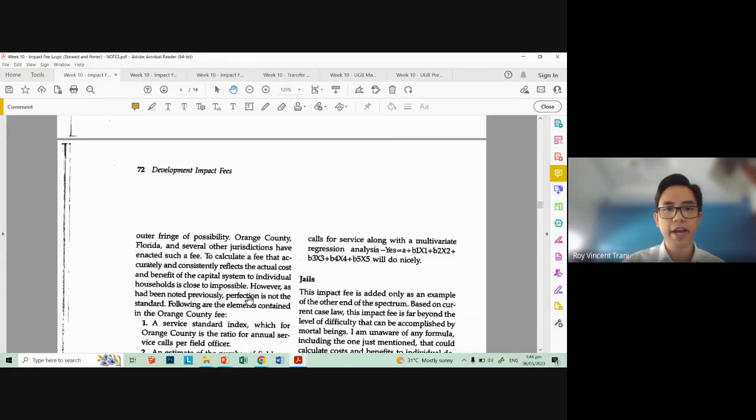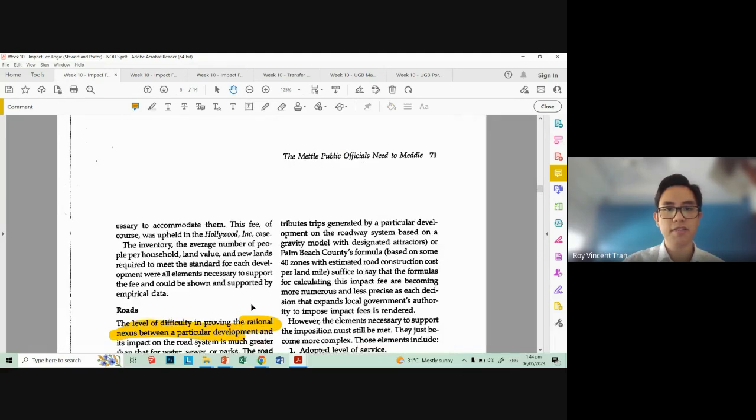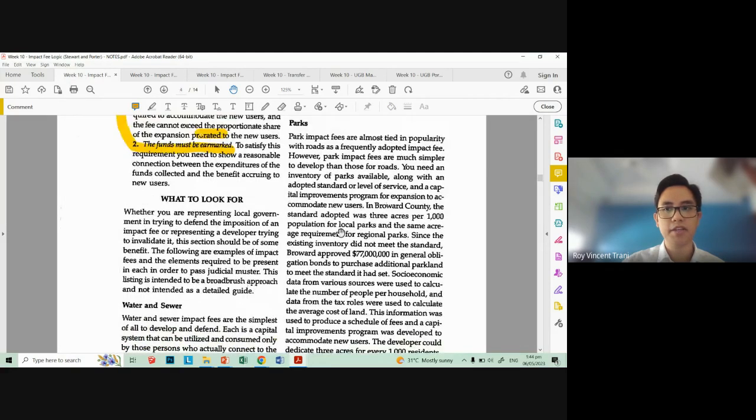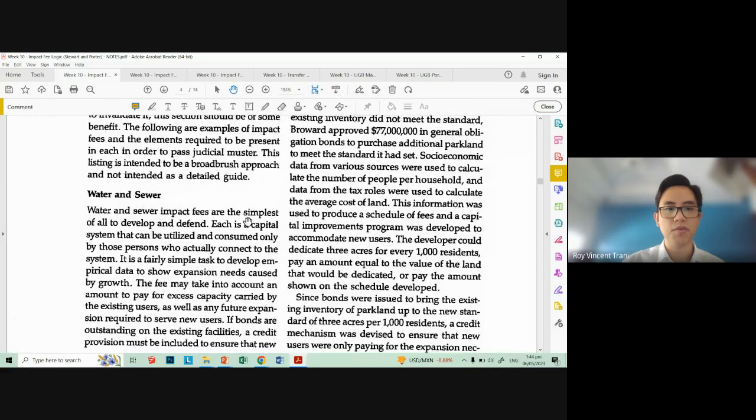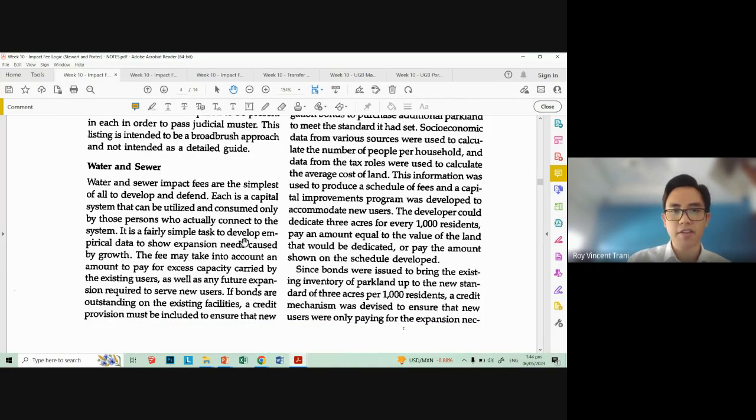So let's just go back here to reference 1 by Stewart. So what are sewer and water impact fees? These impact fees are the simplest to develop and defend. Each is a capital system that can be utilized and consumed only by those persons who actually connect to the system. So it is a fairly simple task to develop empirical data to show expansion needs caused by growth.